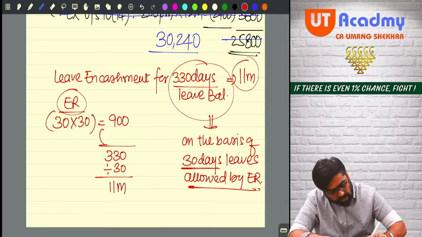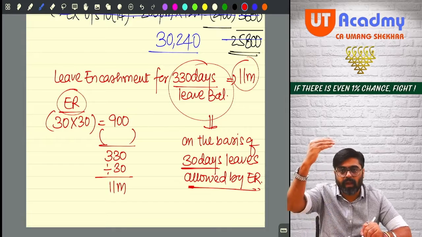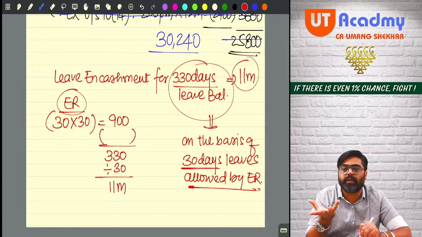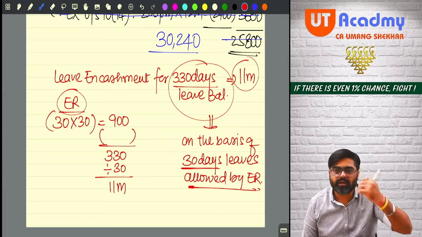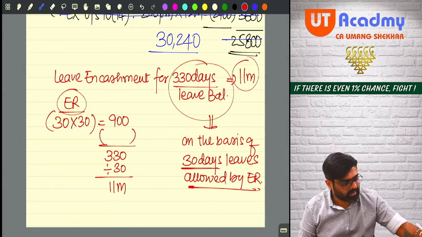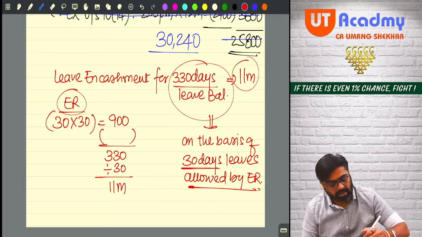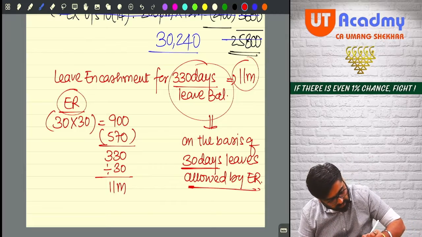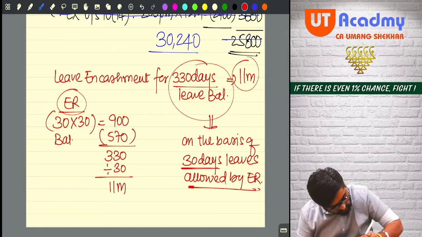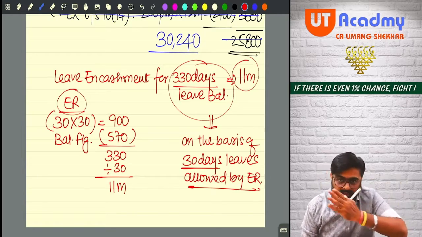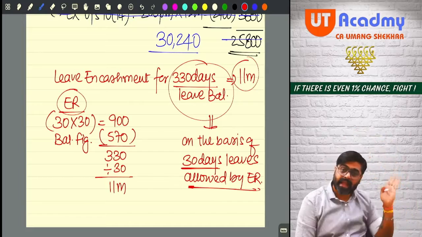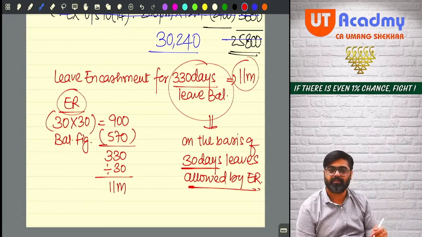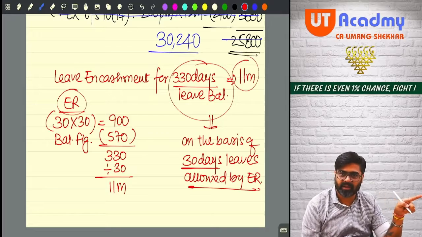So how much leave you would have taken? Out of 900, how much leaves you would have taken to get 330 days balance? Balancing figure. So 900 minus 330, meaning that you would have taken 570 days leave. This balancing figure is nothing but the leave taken by you during these 30 years. Leave allowed was 900. Out of that you took 570. Then remains what? 330 days.